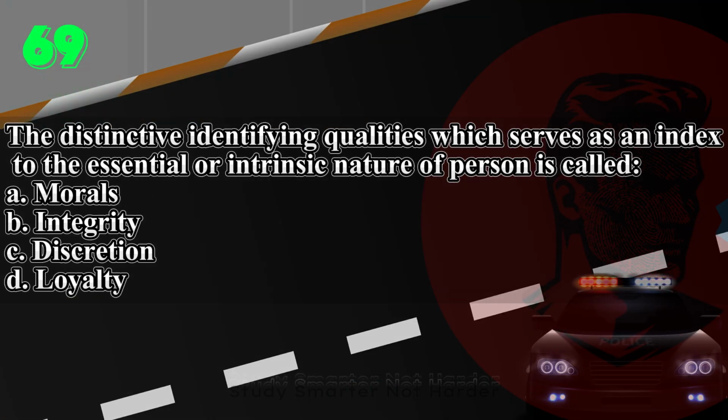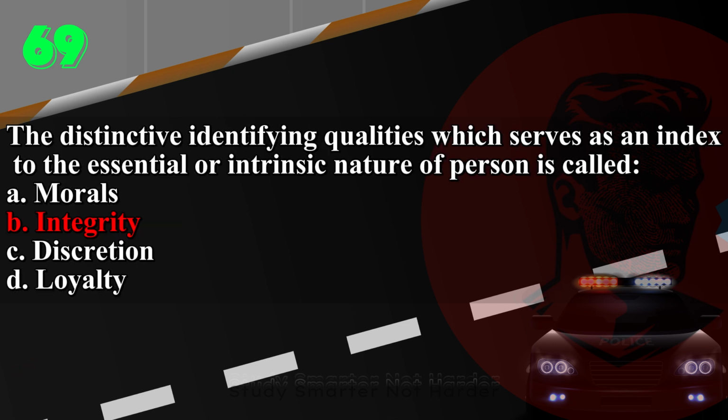69. The distinctive identifying qualities which serve as an index to the essential or intrinsic nature of a person is called A. Morals. B. Integrity. C. Discretion. D. Loyalty. B. Integrity.